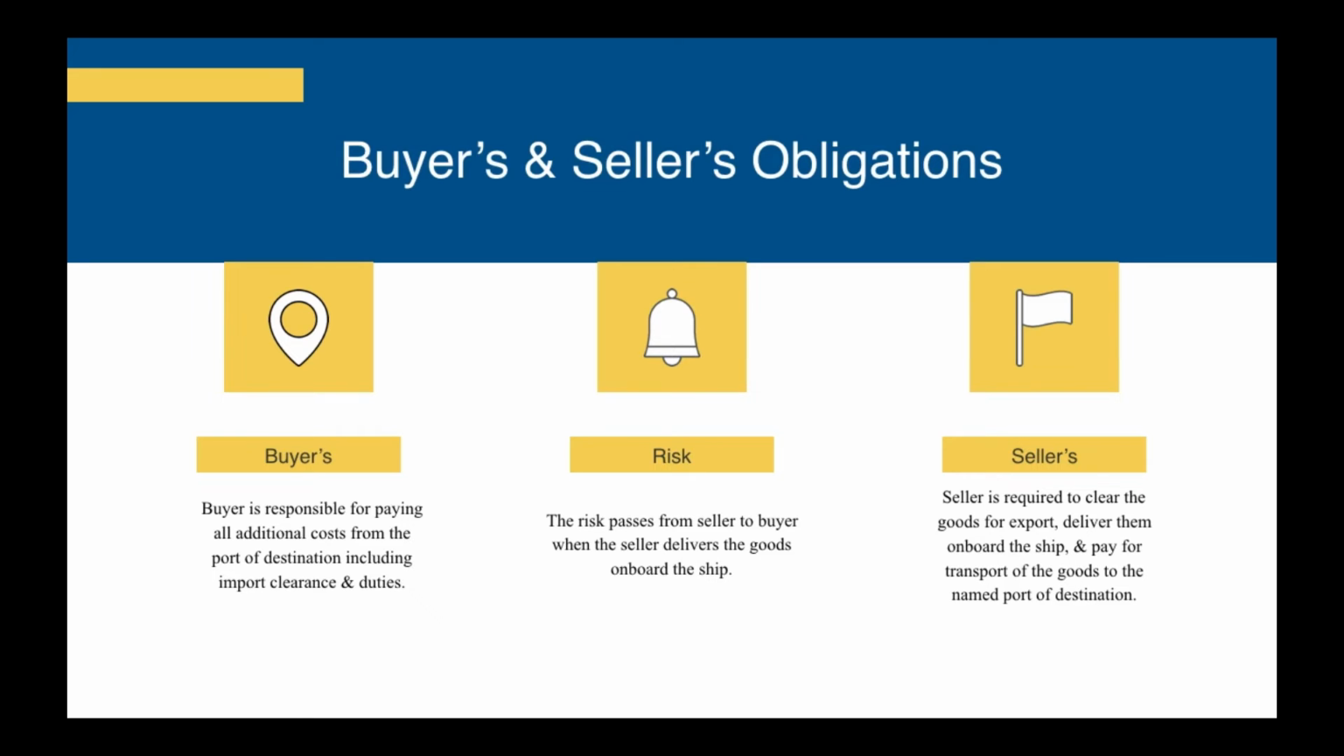Now, where does the risk transfer? The risk passes from the seller to buyer when the seller delivers the goods on board the ship. So once the seller delivers the goods on board the ship at the named port, let's say at the seaport in China, this is when the risk now passes on to the buyer. So before that happens, while you're still in the middle of concluding your contract, you have to make sure that your seller will assist you with insurance, because they are in charge of the whole shipment from their port of origin up to your port of destination. So definitely you have to speak with your seller and make sure you are covered.